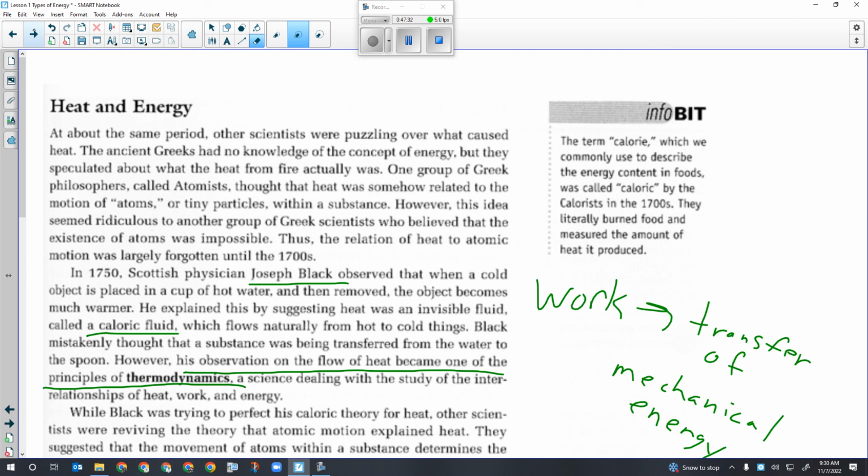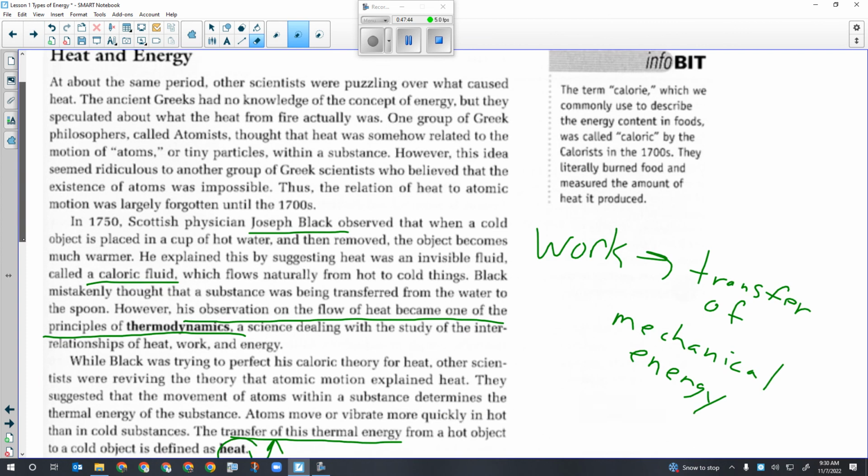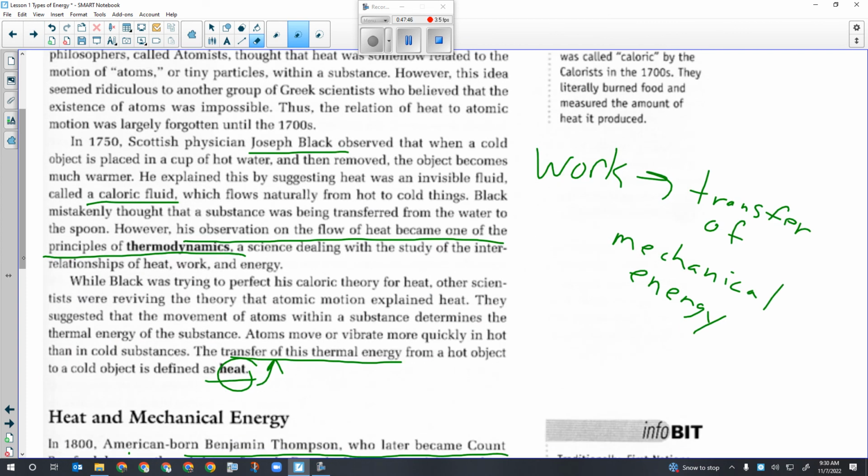So they had this idea of this caloric fluid that could just flow, which really wasn't a bad analogy for what was going on. Energy does flow like a fluid from one thing to another. So his observations became the principles of thermodynamics, specifically the second law of thermodynamics, that energy always flows from hot to cold.